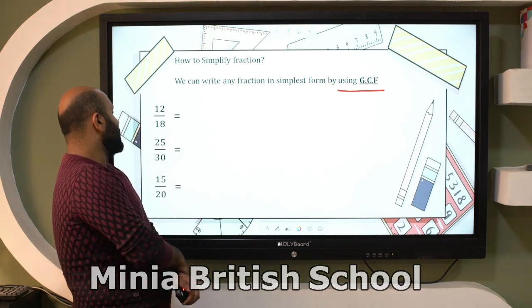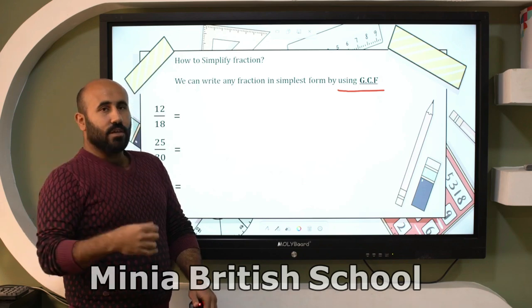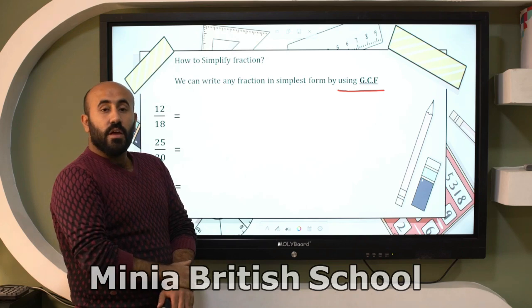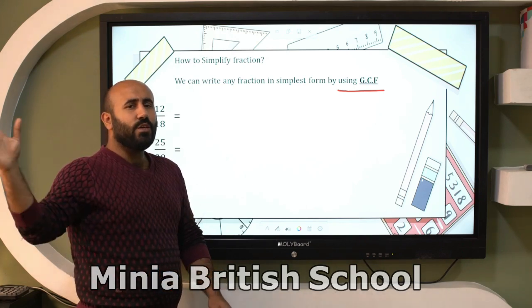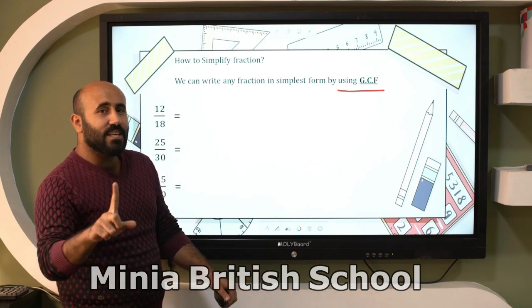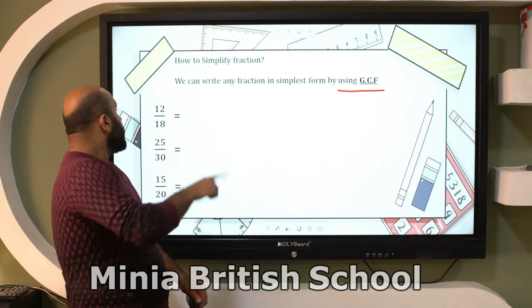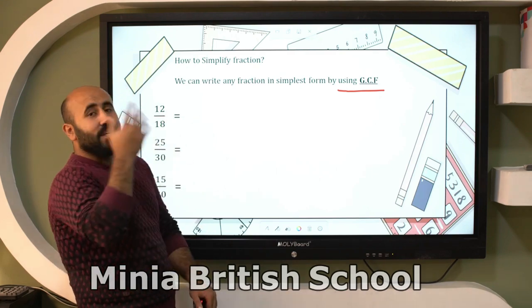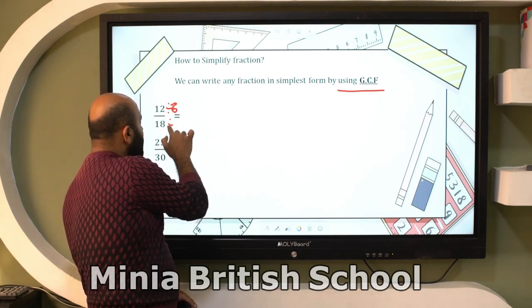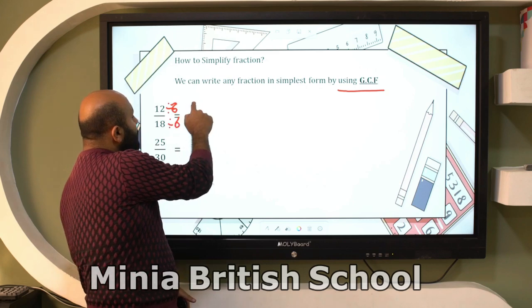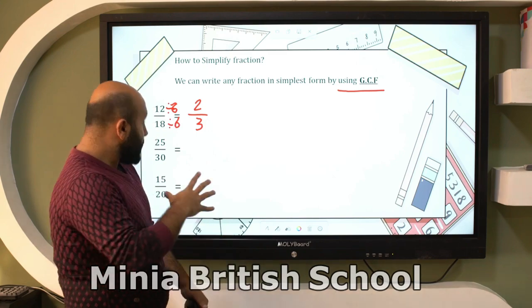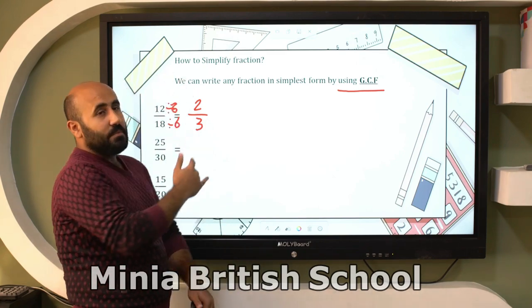For example, when I say 12 over 18, ask yourself or try it by yourself, what is the GCF of 12 and 18? You can get the GCF by any way you want, by using the D-chart or prime factorization. Whatever the way, you must get the GCF right to make the simplification right. The GCF between 12 and 18 is 6. So I will divide both the numerator and denominator by 6. 12 divided by 6 equals 2. 18 divided by 6 equals 3. So the simplest form of 12 over 18 is 2/3.